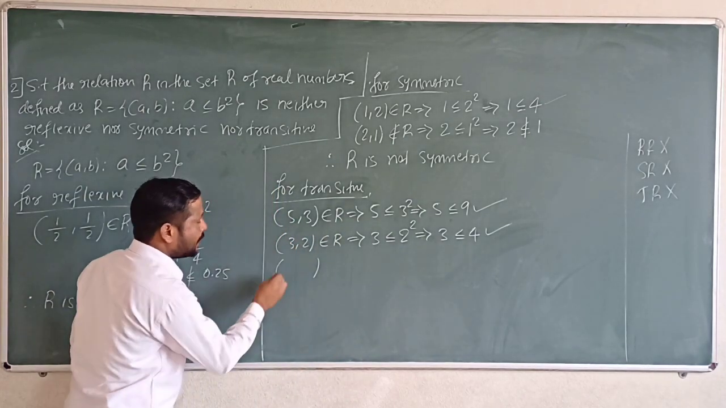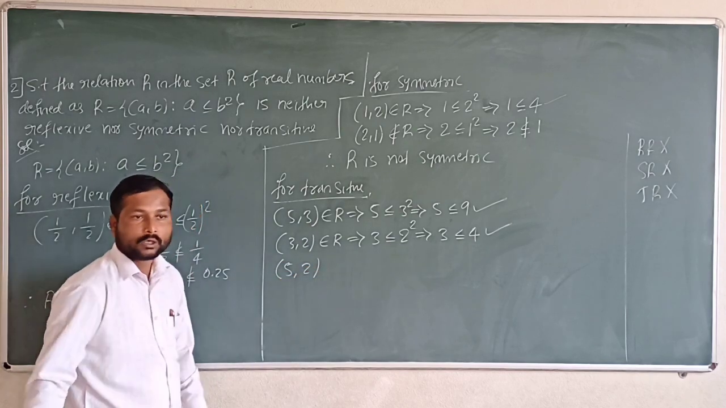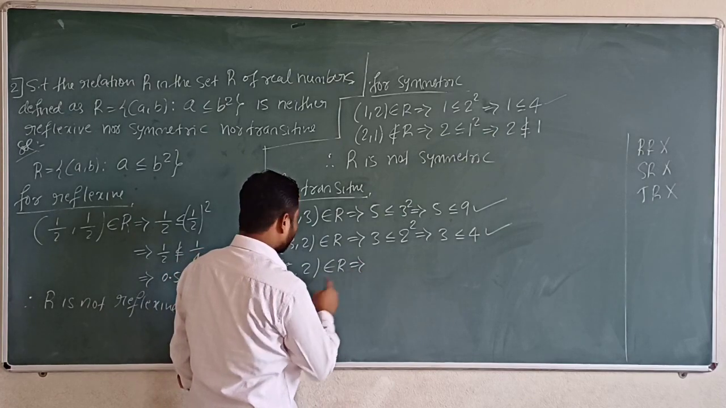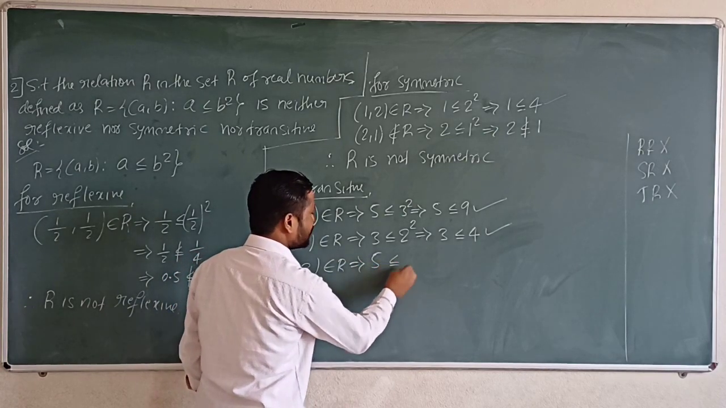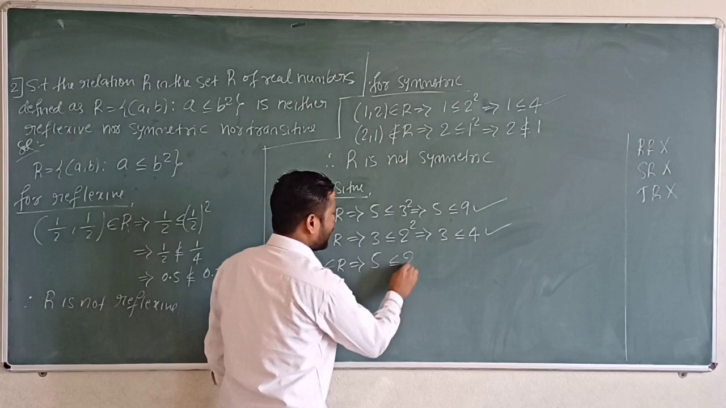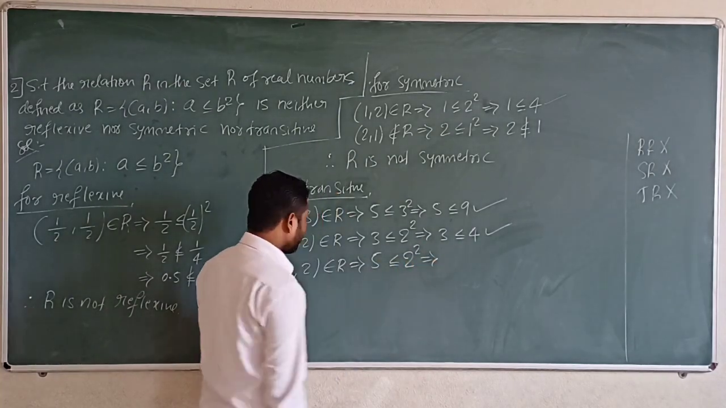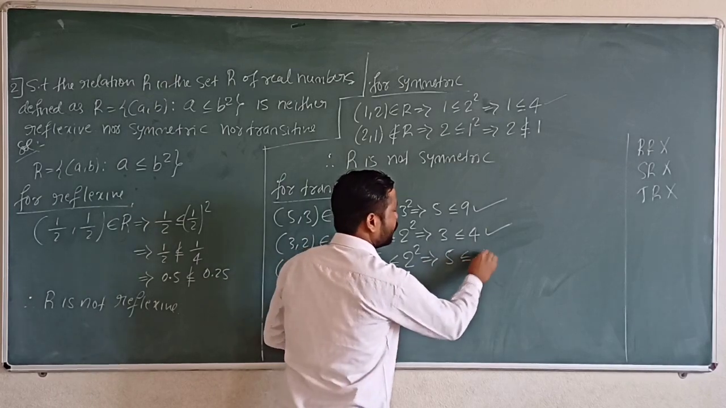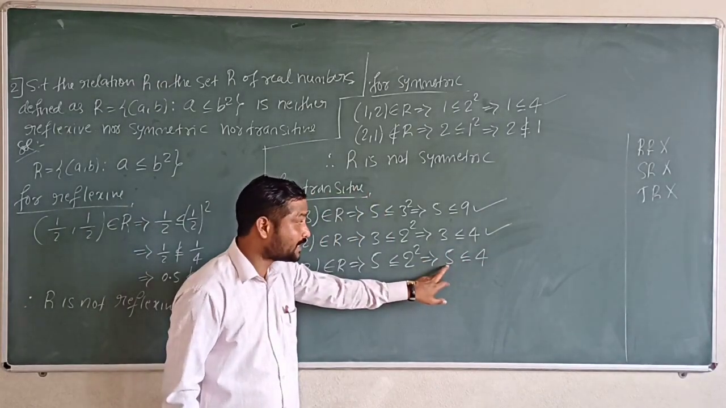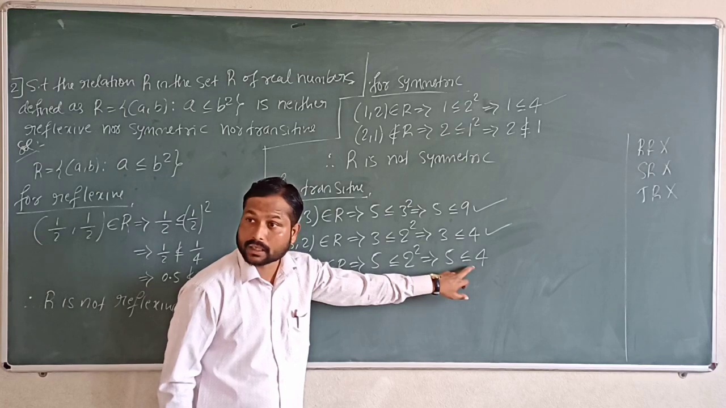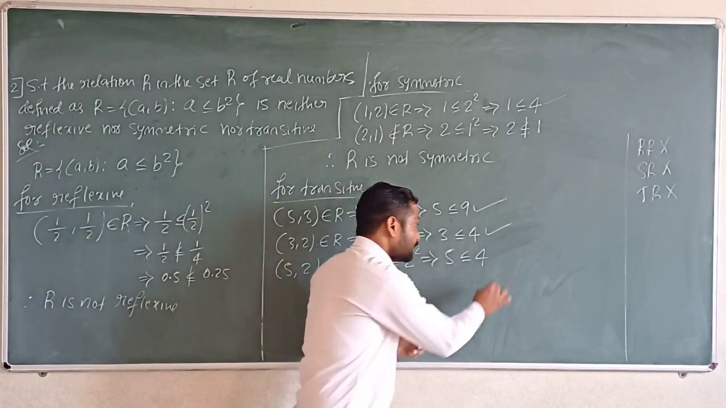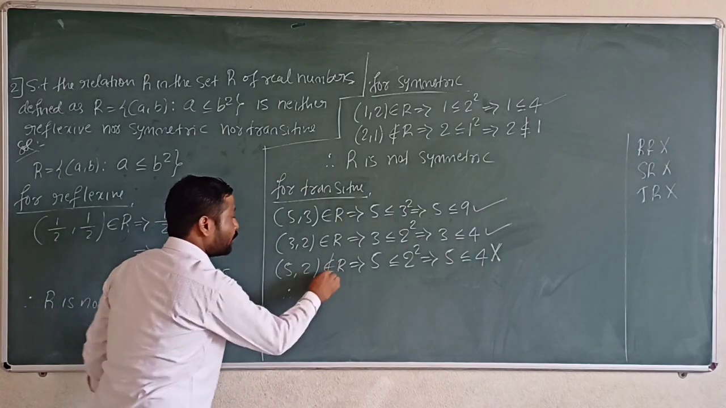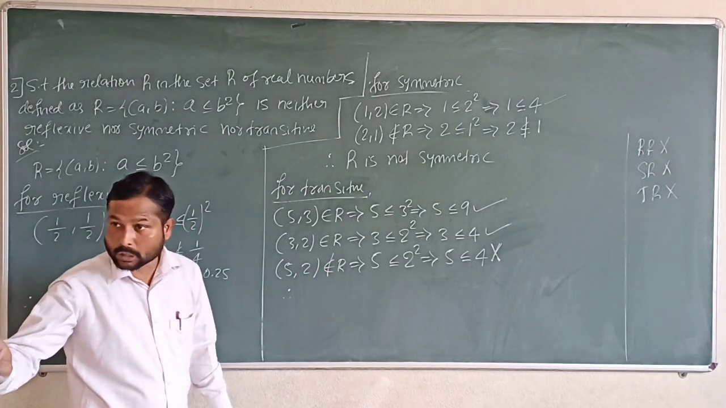AC is 5 comma 2. If it belongs to R, it implies 5 is less than or equal to 2 square, which is 4. Is 5 less than or equal to 4? It is not satisfied. The relation is wrong. So therefore 5 comma 2 does not belong to R.